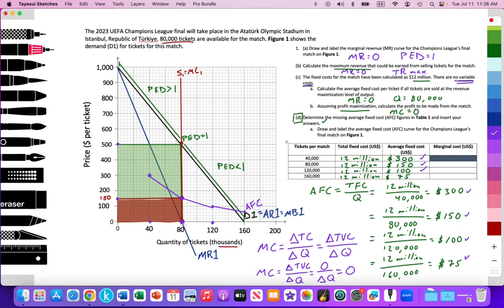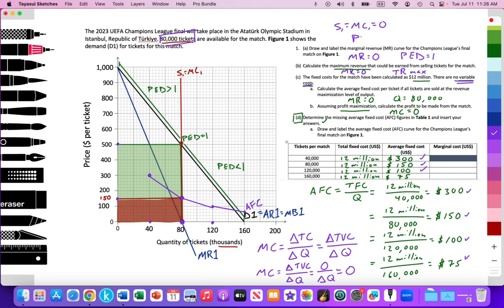Since the quantity of tickets being sold in this question is 80,000 tickets, the supply curve is going to be perfectly inelastic at that quantity. So here we have the supply curve, and so here we see that the supply curve equals the marginal cost curve, which is equal to 0.